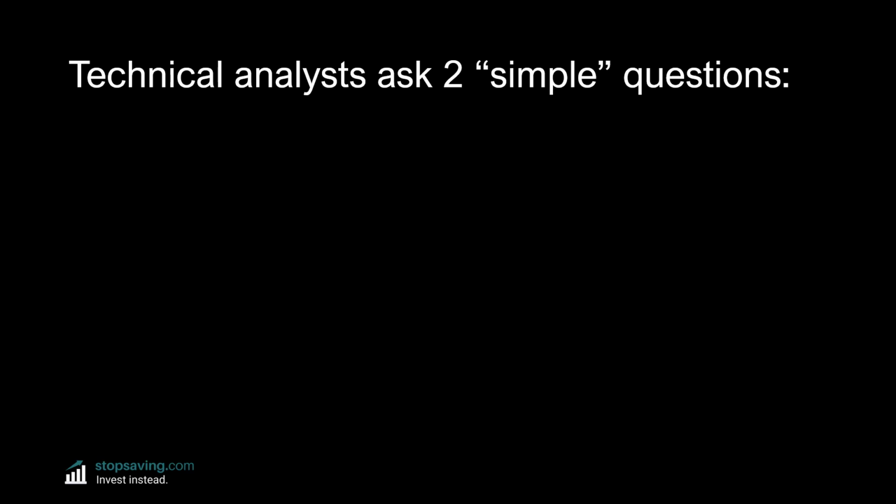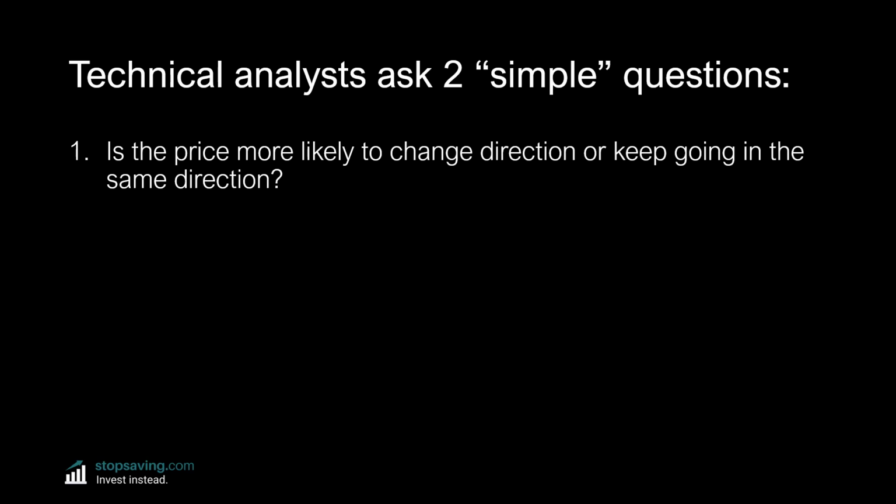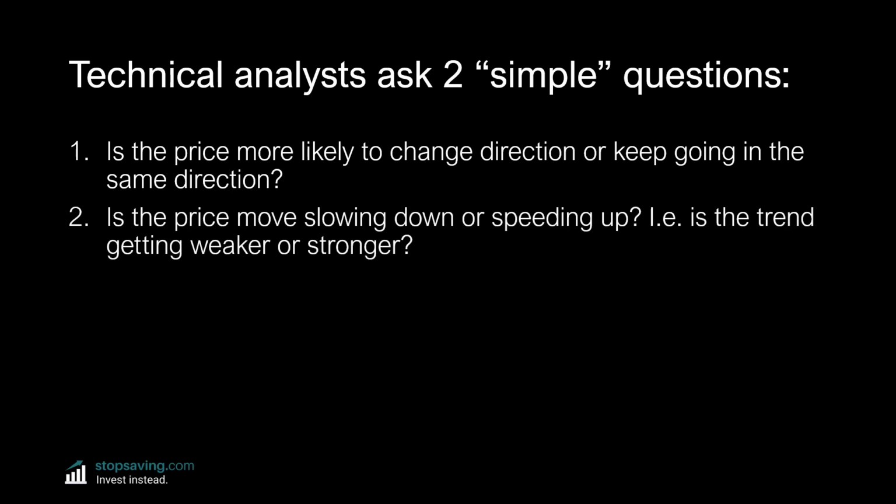At any point in time, a technical analyst should be asking themselves 2 simple questions. Now, I've put simple in quotations here because, truth be told, they're not always that easy to answer. But by using technical analysis effectively, you'll have a much better chance than most. So, here are the 2 questions. Number 1, is the price more likely to change direction or keep going in the same direction? And number 2, is the price move slowing down or speeding up? I.e., is the trend getting weaker or stronger?